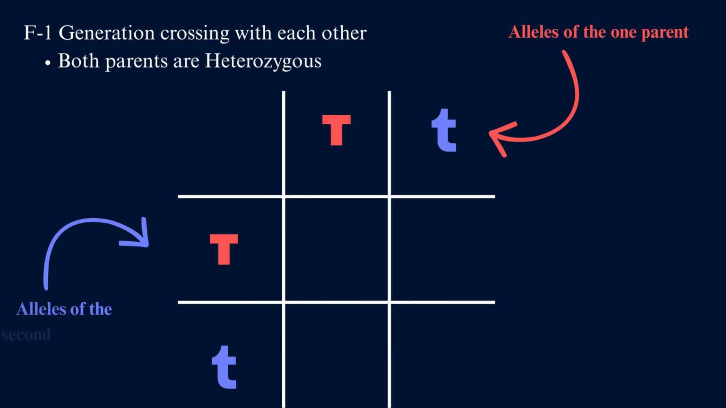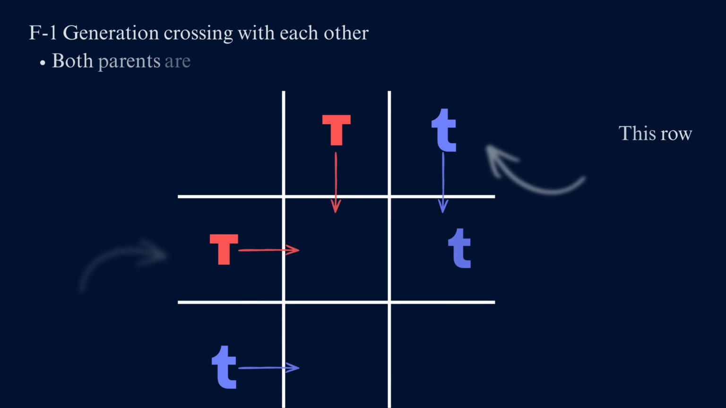Next, let's look at what happened when the F1 generation reproduced. Since all of the F1 plants were 1 uppercase T and 1 lowercase t, Mendel's second cross was between two heterozygous plants. This is also a monohybrid cross because we're still looking at only one trait, which is the plant height. To draw the Punnett square, we place one parent's alleles, 1 uppercase T and 1 lowercase t, across the top, and the other parent's alleles, 1 uppercase T and 1 lowercase t, down the side. Then we fill in the boxes.